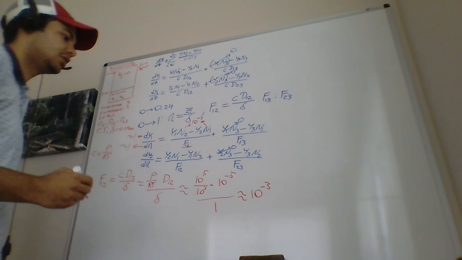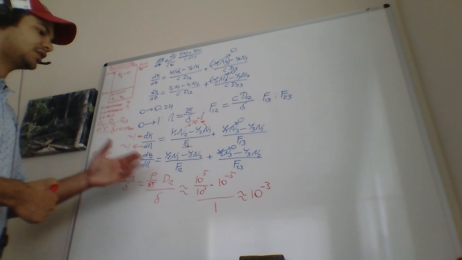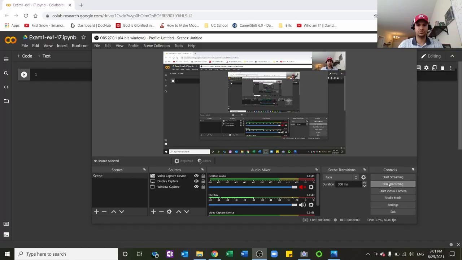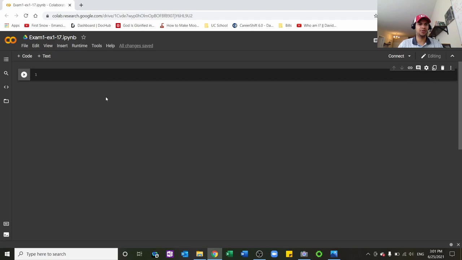Now that we have the conditions defined and all the variables set and our initial guesses, we can move on to the coding portion of this problem. Alright, so now we're going to move on to the coding portion of this problem, example 117, using Google Colaboratory. The first thing that we're going to do is import some programs that they have already defined in this Colaboratory.